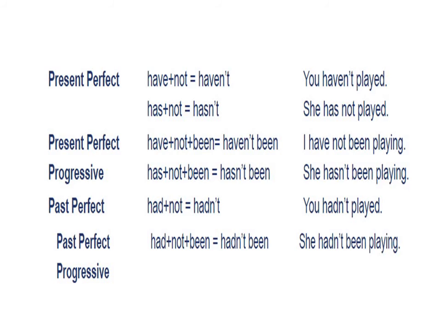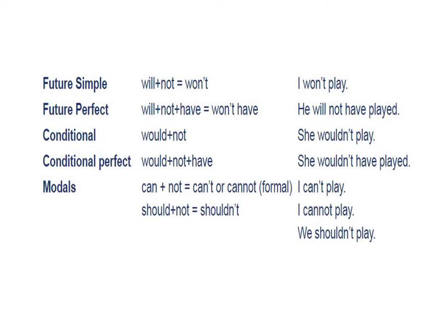So in past perfect, had plus not, you had not played. Past perfect progressive, future simple, then future perfect. Then when we have conditionals with would, she wouldn't play or she would not play. Conditional perfect, would not have, she would not have played. Then we have modals. When we have a modal verb, I can't play, I cannot play, we shouldn't play.